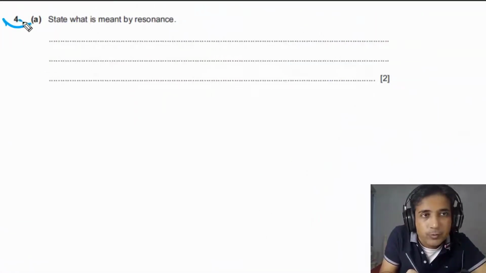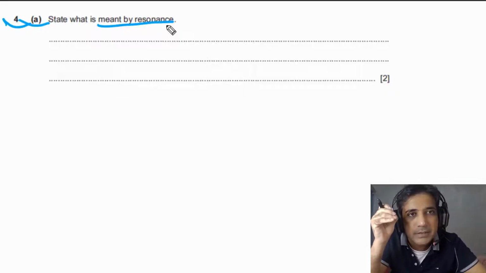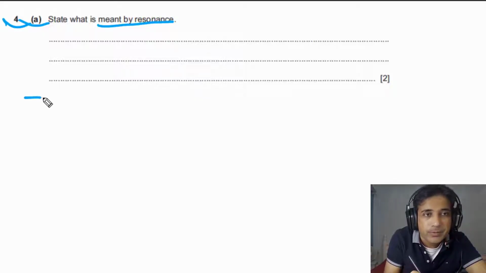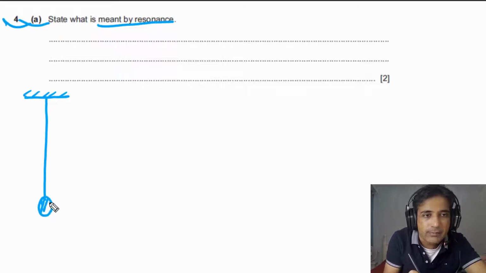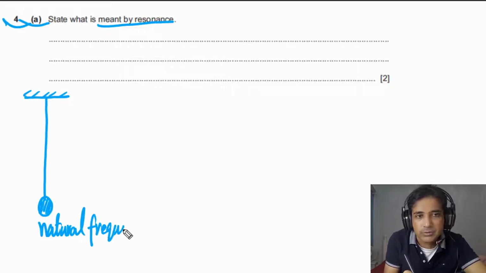For question number 4, part A, we need to state what is meant by resonance. Resonance is a very interesting phenomenon. It has many applications in our everyday life, and also we can use this phenomenon in many ways for our own benefit. Let's try to understand this one with the help of a simple pendulum. A simple pendulum simply means that we have a string and we attach one heavy mass at the end of the string. This setup, this simple pendulum, has its own natural frequency.